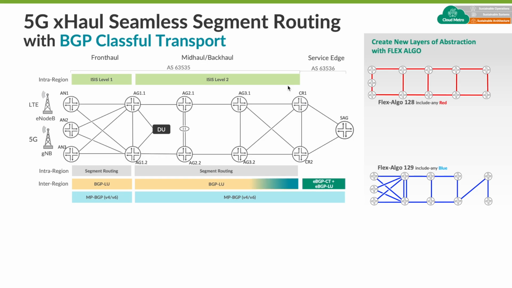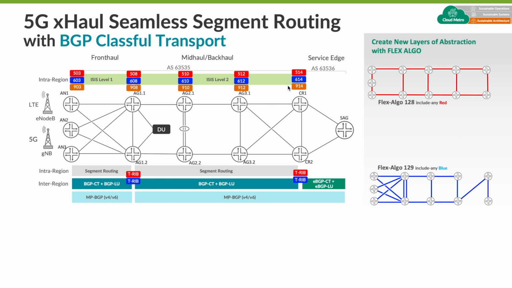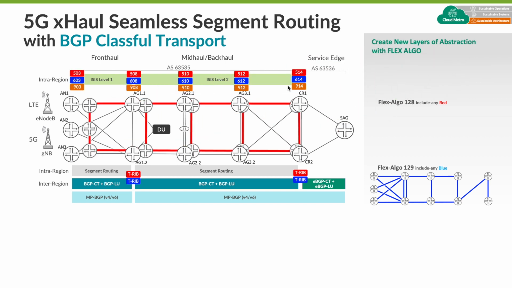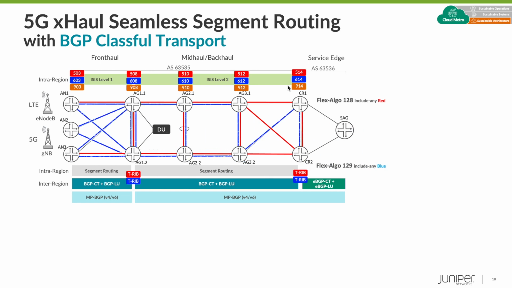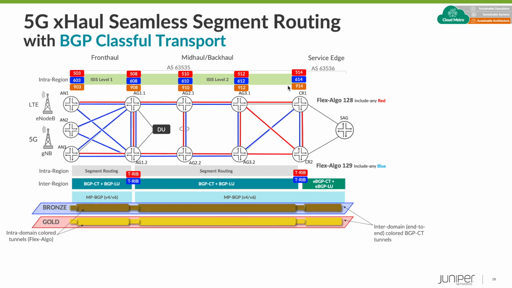In this solution, we create new layers of abstraction with Flex Algo over the same physical infrastructure. These paths are set up by advertising the distinct SIDs across the network. Intra-domain colored tunnels are established with Flex Algo and transport class machinery. BGP-CT delivers the inter-domain capability to stitch the end-to-end color-aware paths.